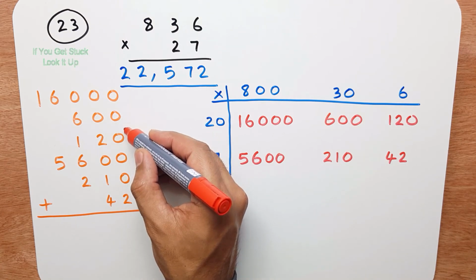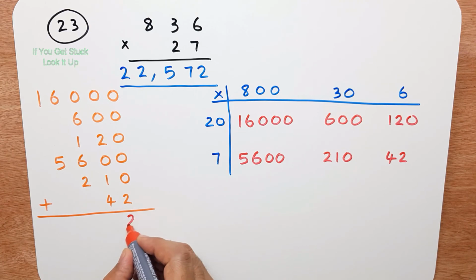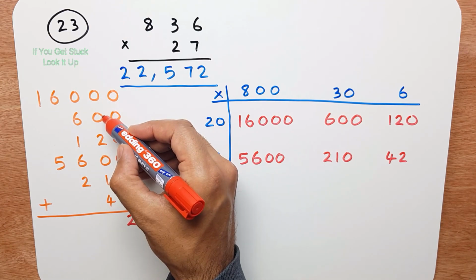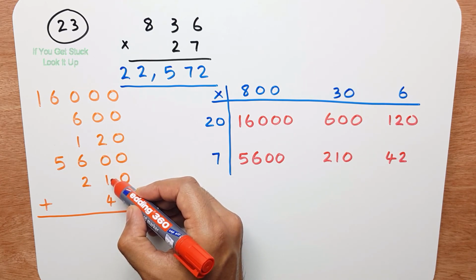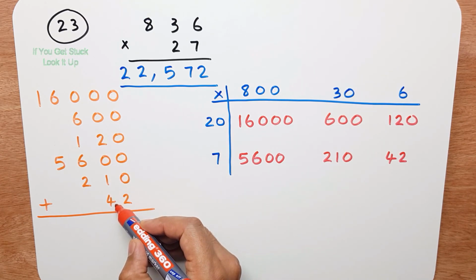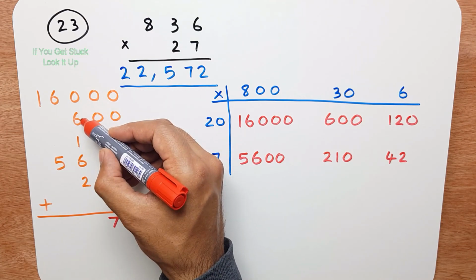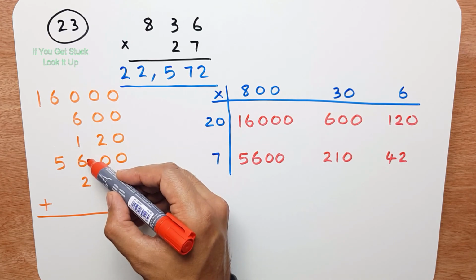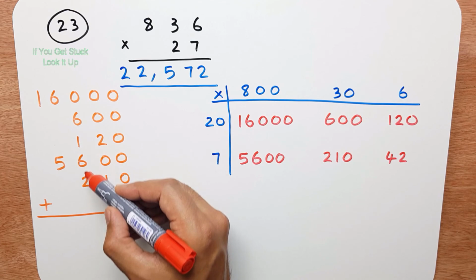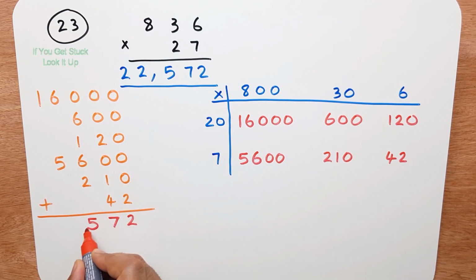So 0 add 0 add 0 add 0 add 0 add 2 is 2. 0 add 0 add 2 is 2. Add 1 is 3. Add 4 is 7. 0 add 6 is 6. 6 add 1 is 7. 7 add 6 is 13. 13 add 2 is 15. So I have to put the 5 down and carry the 1 over to the next column.